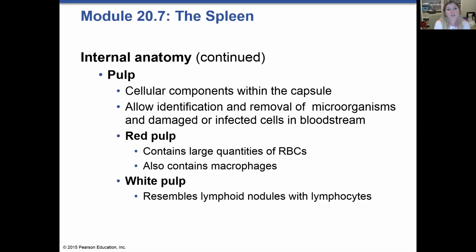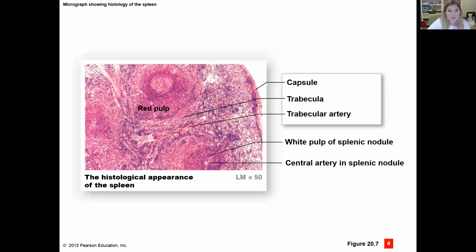The pulp is the cellular components that are within the capsule itself. It's allowing for the removal of microorganisms or any infected cells that were in the bloodstream. There's red pulp and white pulp. The red pulp has large amounts of red blood cells and macrophages gobbling up, right? Macrophages are like Pac-Man. And then the white pulp resembles the lymph nodes with lymphocytes in them, there to create T cells and B cells when they're called to action. So there you see the red pulp and the white pulp and the trabeculae, which is just that connective tissue network in there.